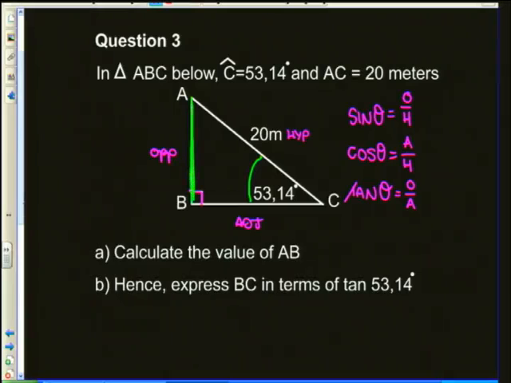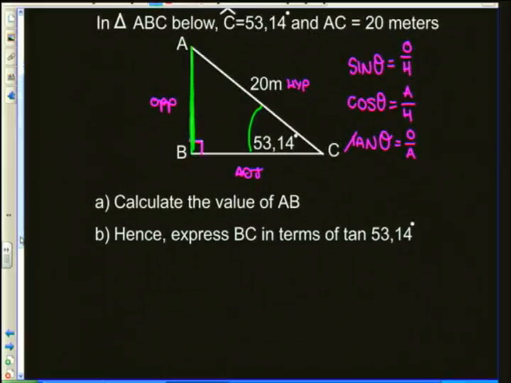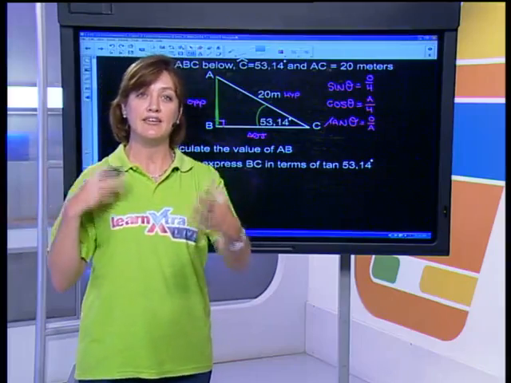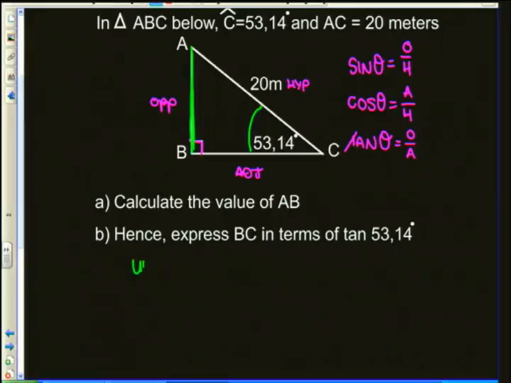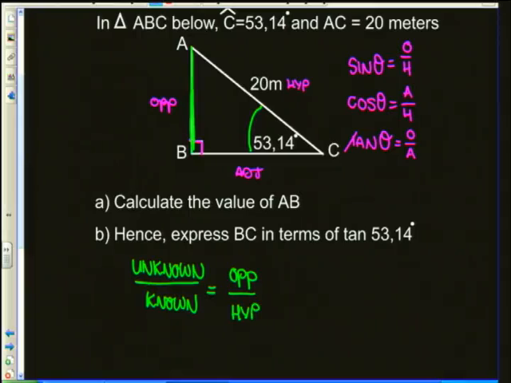Guys, a good starting point is that if you have a right-angled triangle, you've got an angle, you've got a side, and you're looking for another side, take your unknown side, the side that you are looking for, over the known side. The unknown side in this case is the opposite side, the one that I'm looking for. The known side is the one that I already have, which is my hypotenuse. Now, opposite over hypotenuse should ring a bell, because opposite over hypotenuse is the ratio of sine.